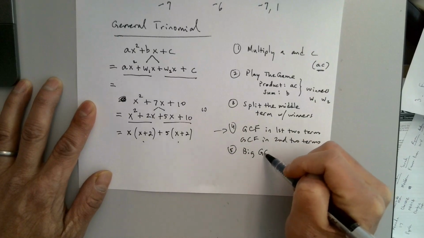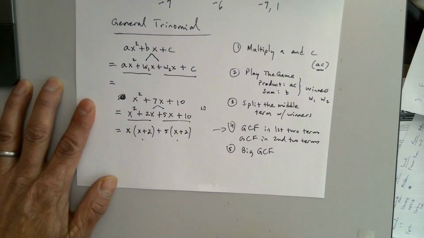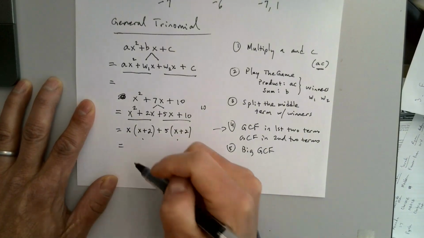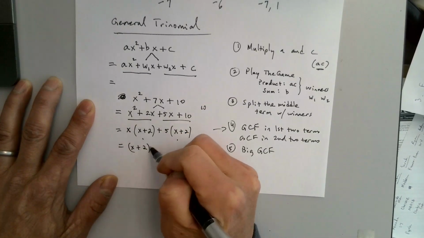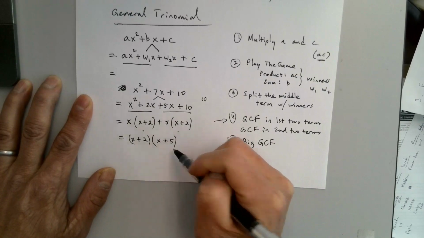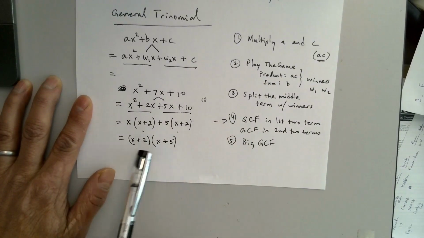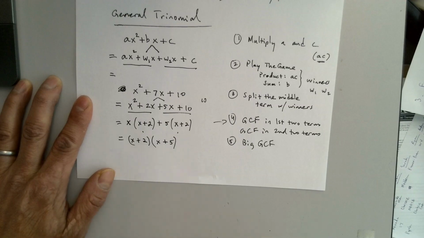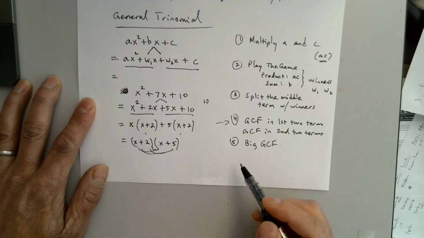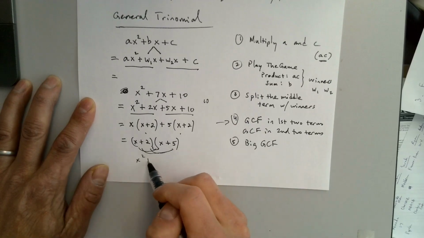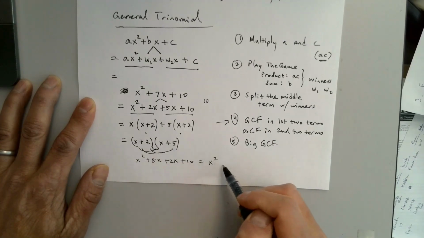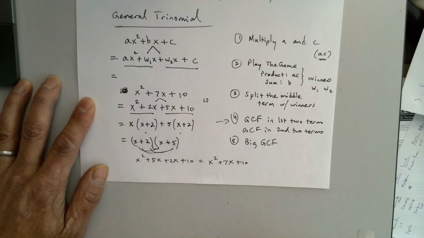Now, step 5, I look for a big GCF. There it is, x plus 2. I take it out, and the leftover is x plus 5. I have a product of two binomials, and if I want to, I can FOIL it just to make sure that I'm right. I get x squared plus 5x plus 2x plus 10, and that is x squared plus 7x plus 10. So I did it right.